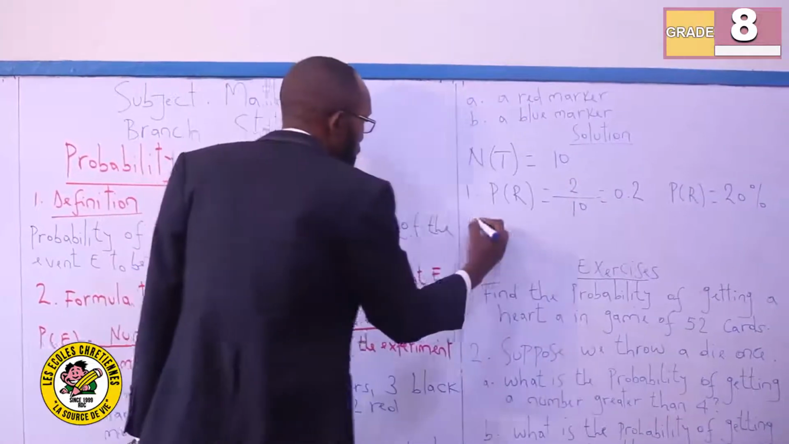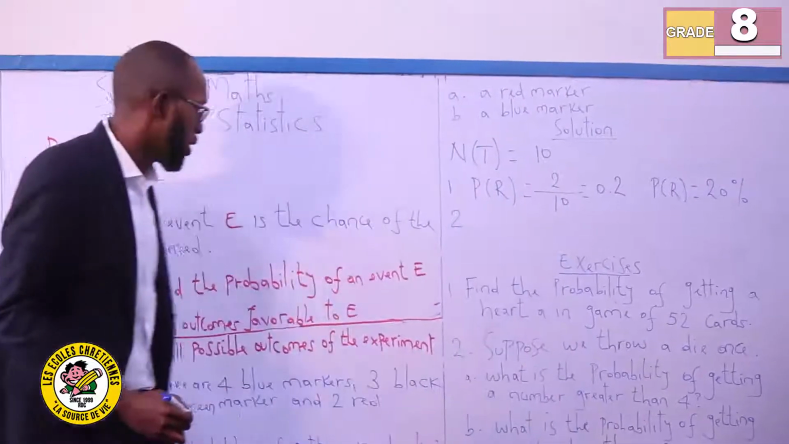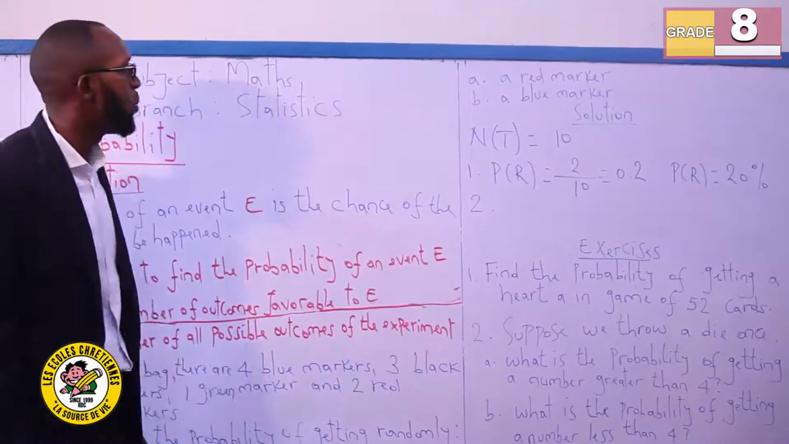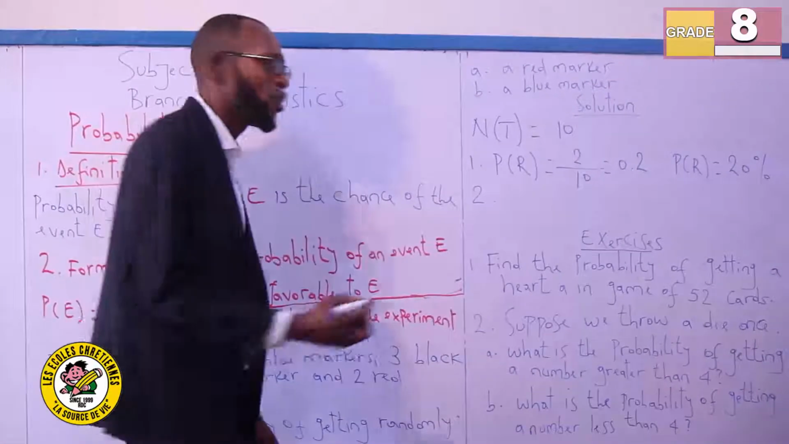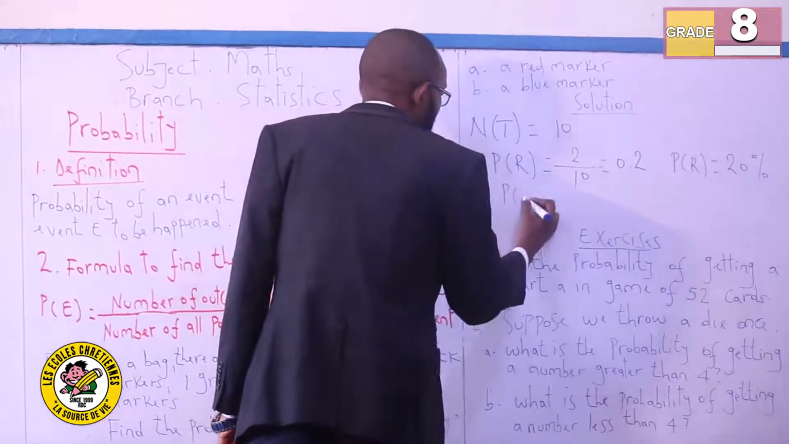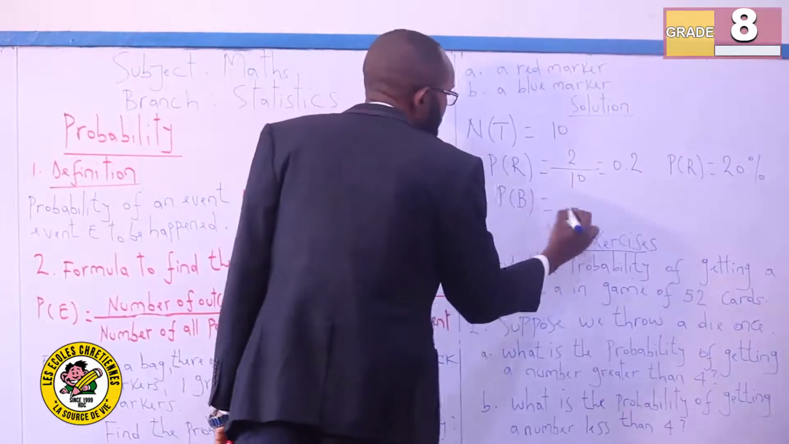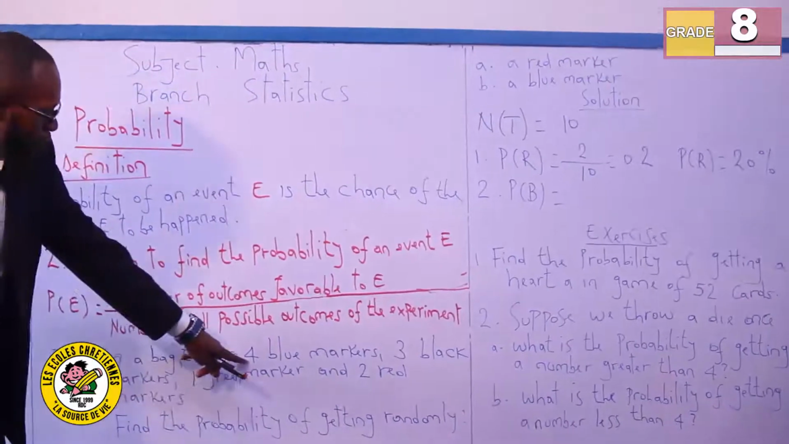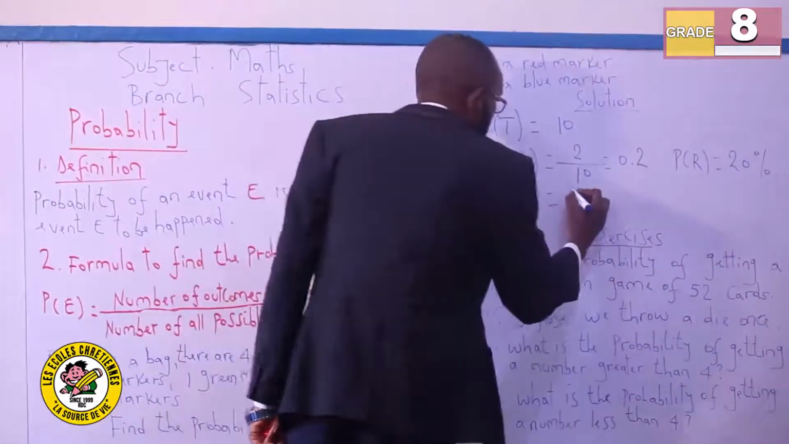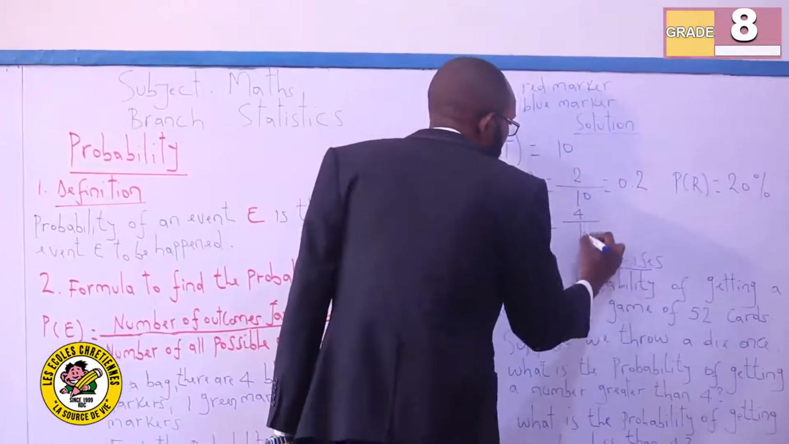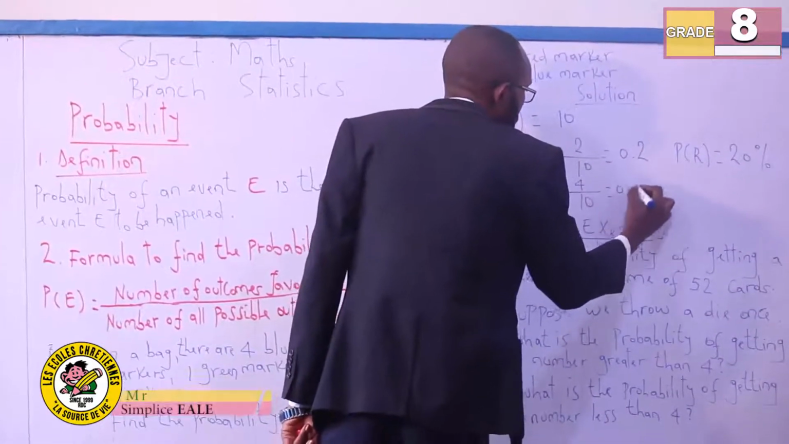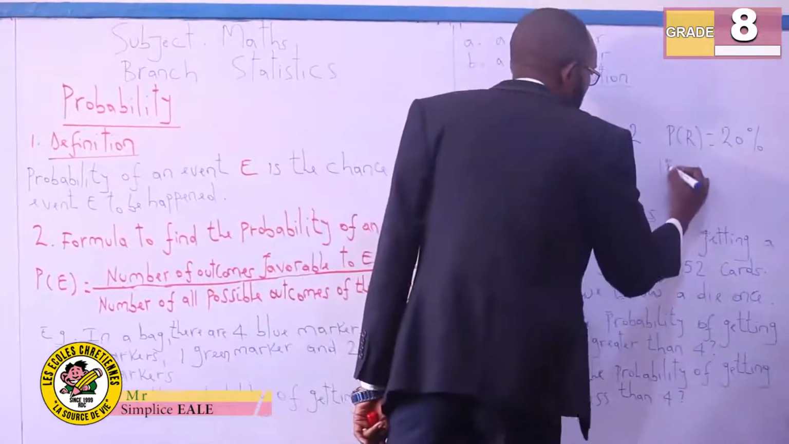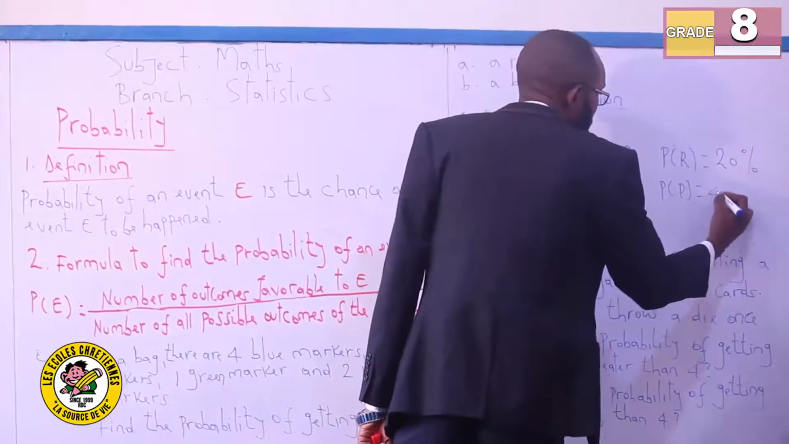Number two, what is the chance for us to get a blue marker? Very easy, go with me. The probability to have a blue marker: how many blue markers are over there? 4, divided by the total of 10, so it is 0.4. We can write it as a percentage, 40%.